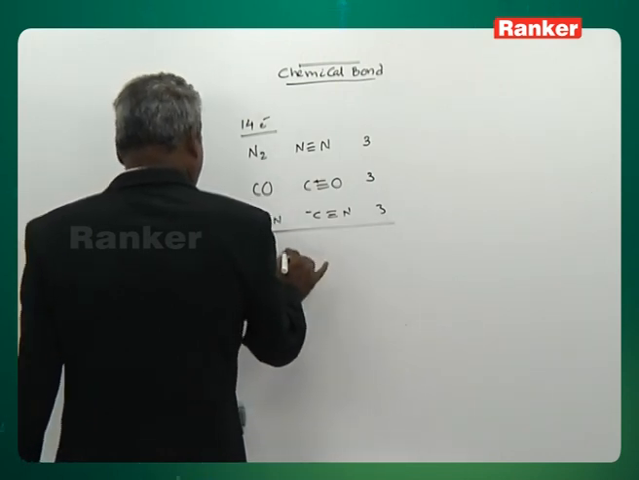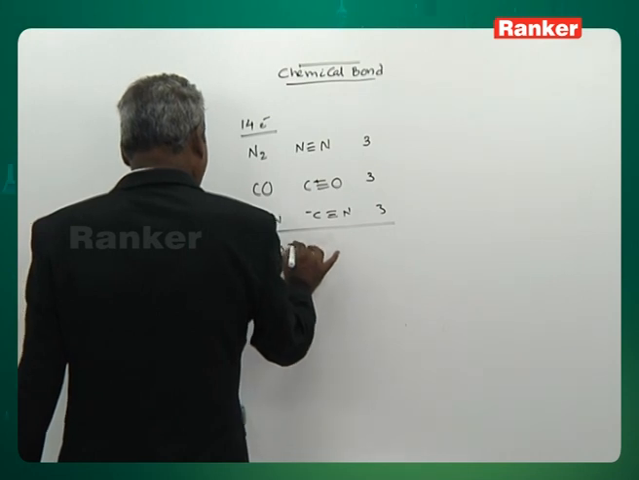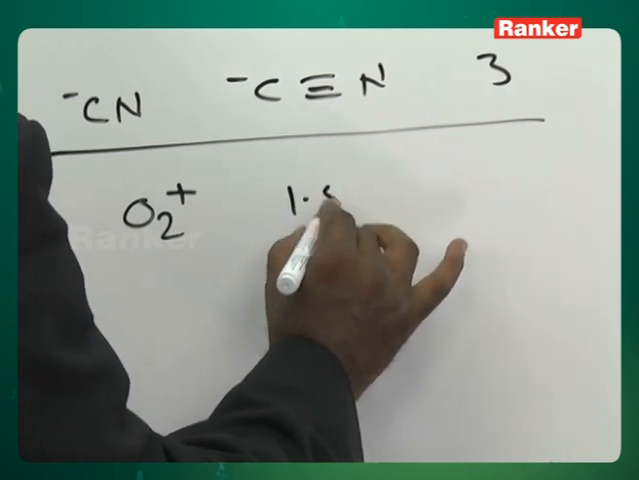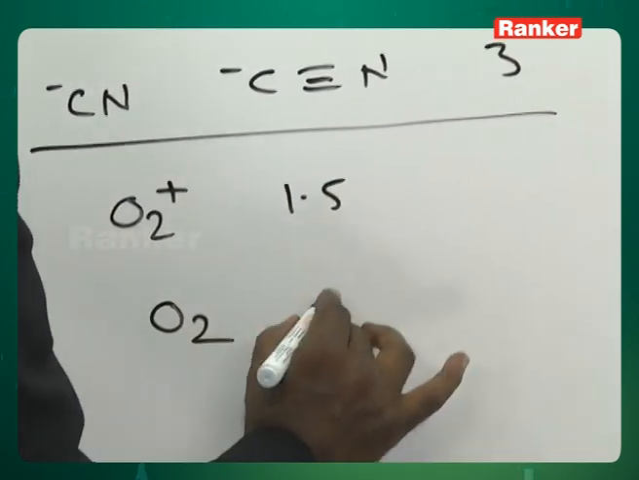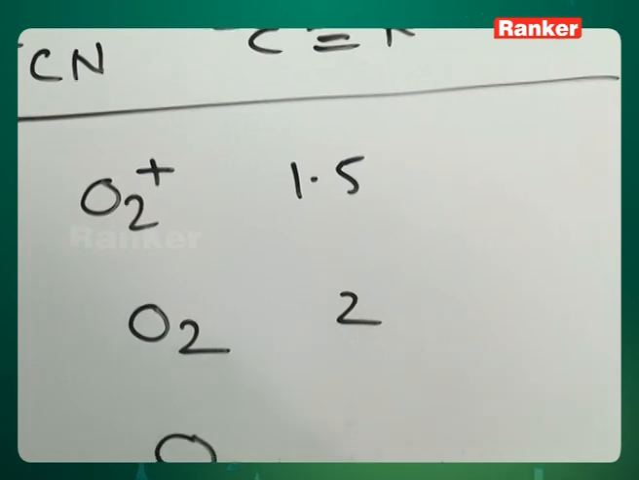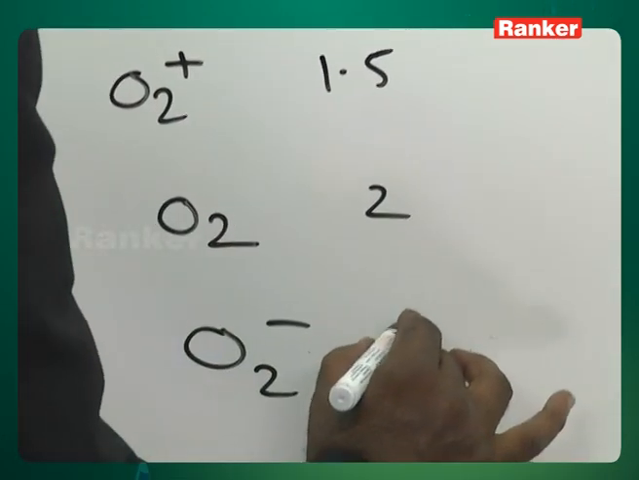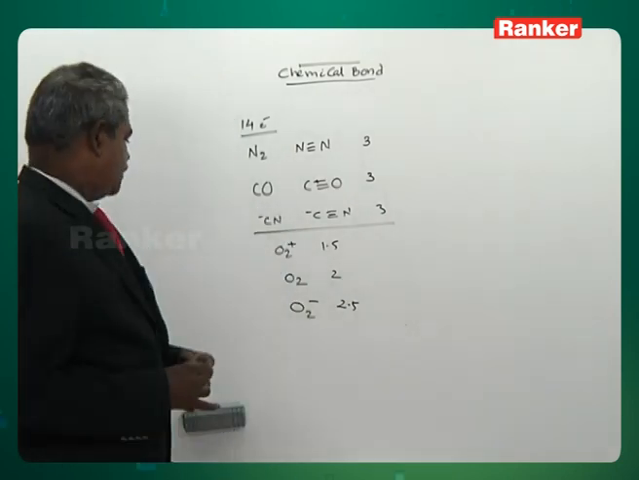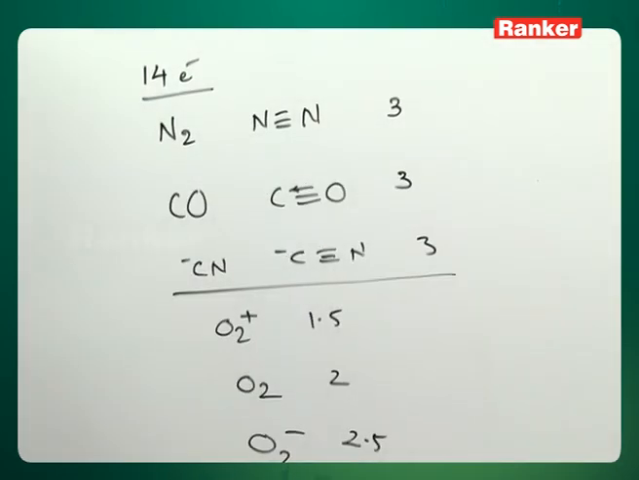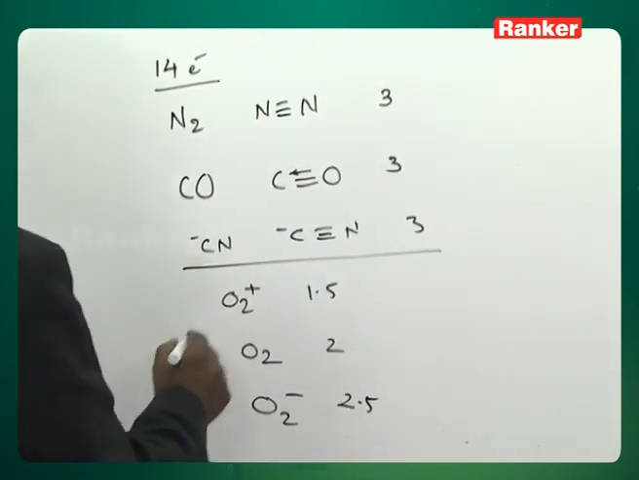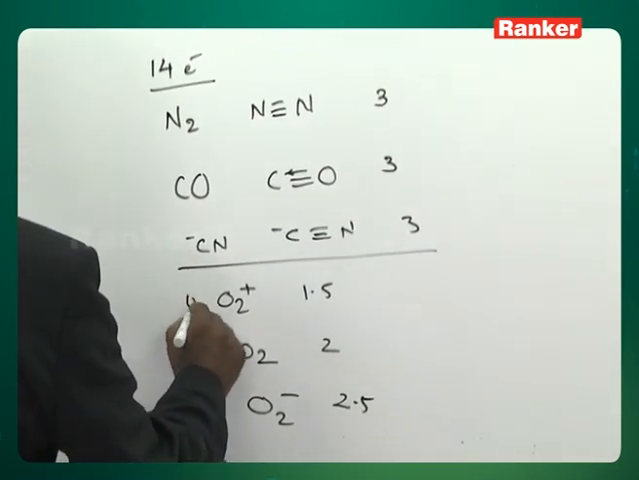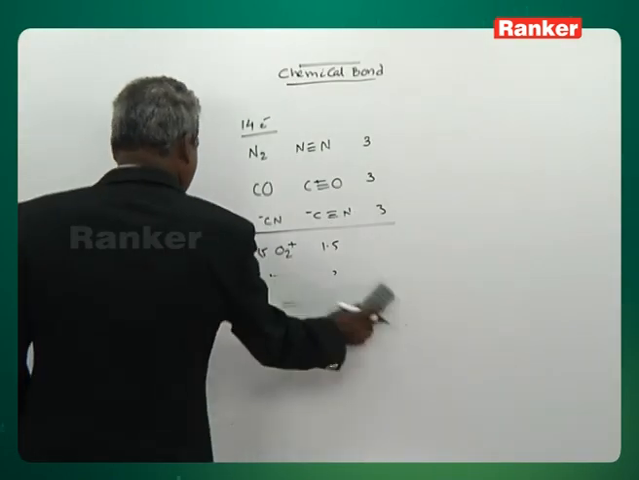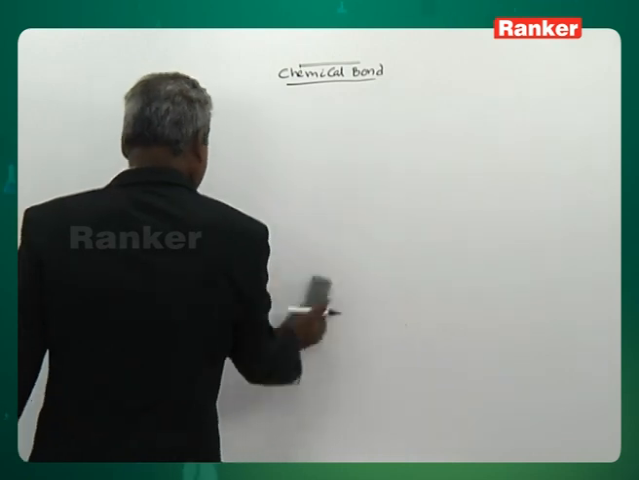15 electron, 15 means O2 plus, oxygen with an electron removed, it is 1.5. We know O2, 2. O2 minus is 2.5. That's it. So you remember 14, 15, 16, 17. Now let us compare NO and NO plus.